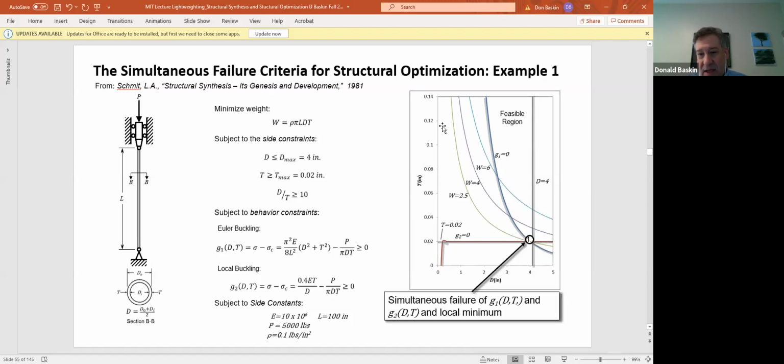Thickness and diameter in inches, okay? These lines, these W lines, these are iso weight lines, okay? As you go from the upper right to the lower left on this graph, you're going lower and lower in weight, okay? As you go up this way, you're gaining in weight, obviously.